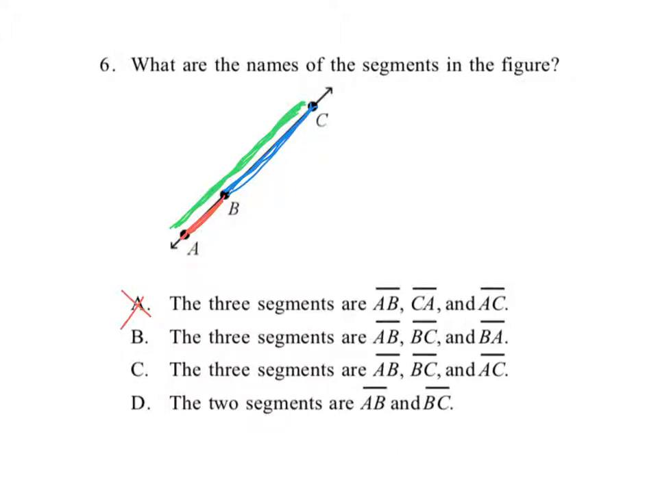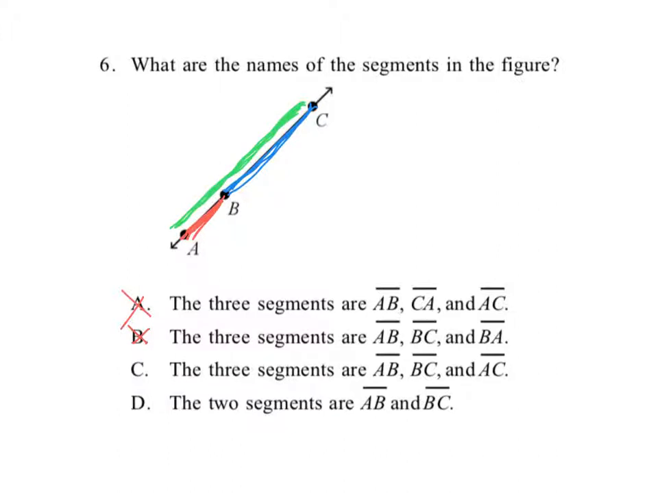Again, like for B, you see AB and BA right there. AB and BA, just the same letters. A, B, BA. Same letters in a different order. That's not going to create a unique segment. We need ones that have different endpoints.